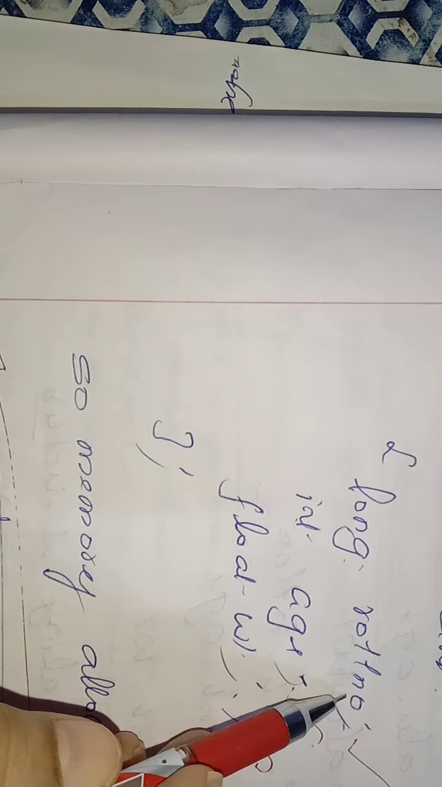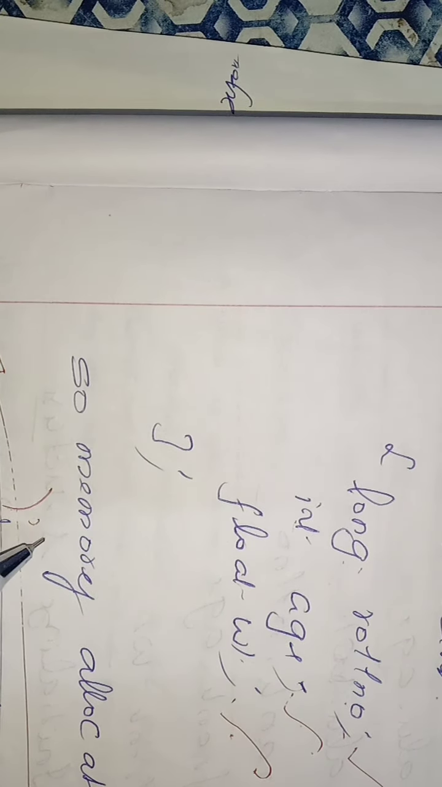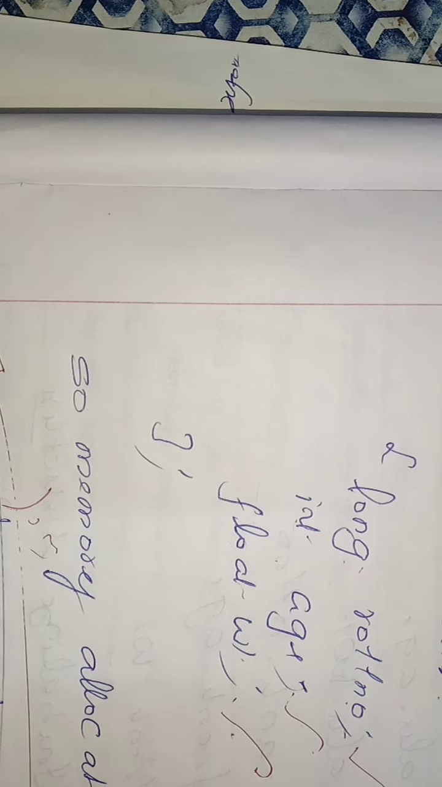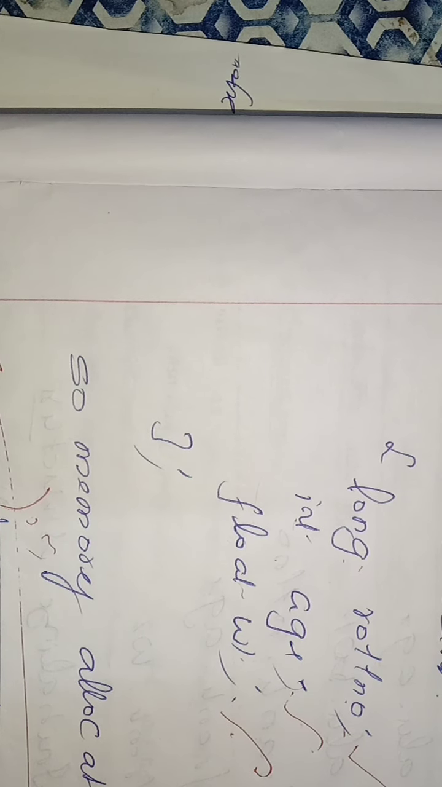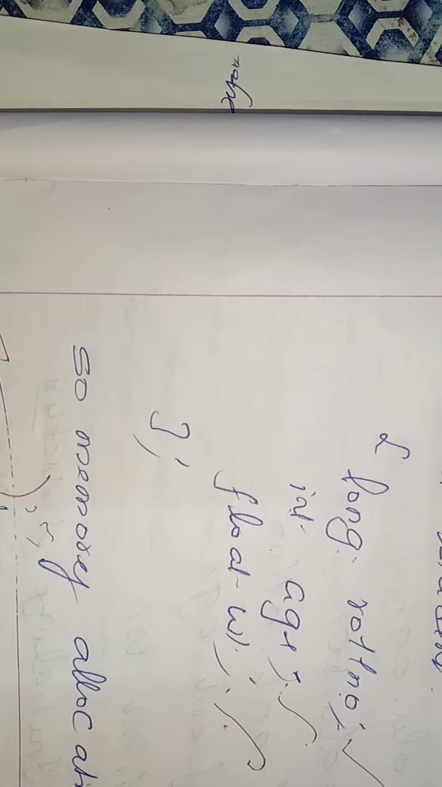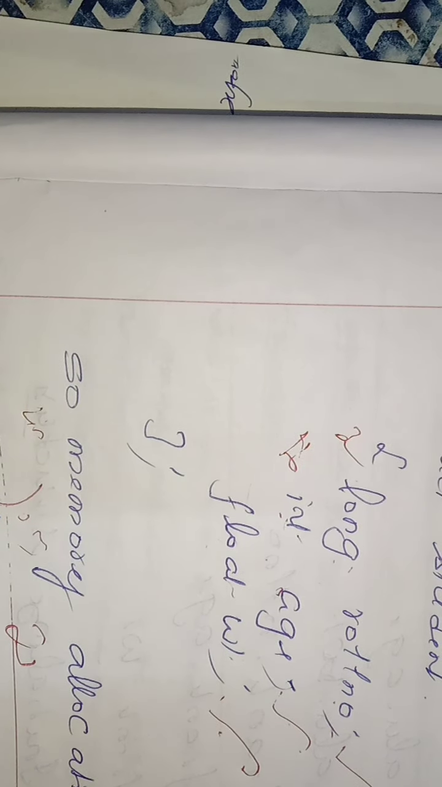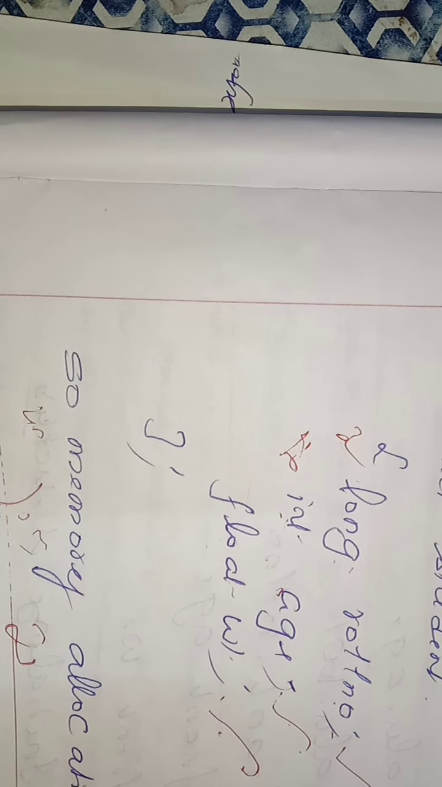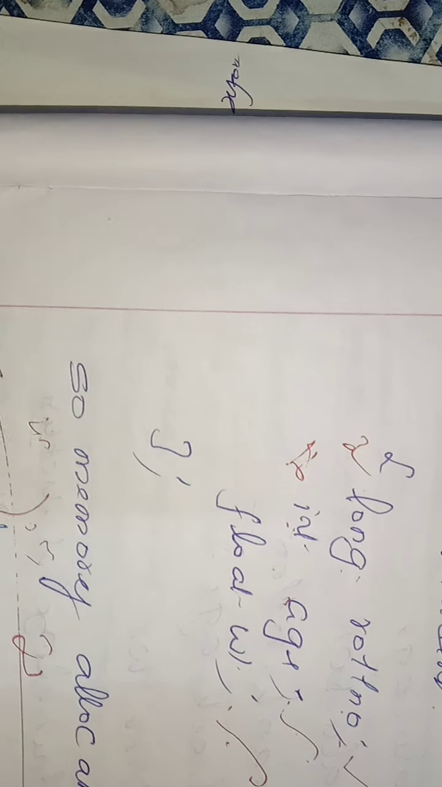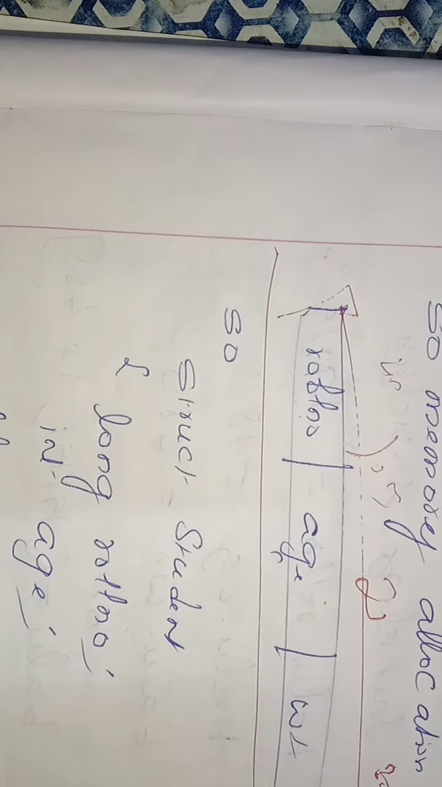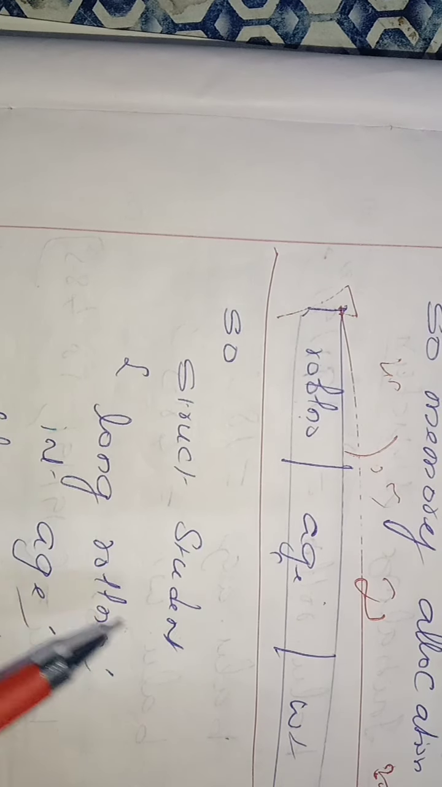Long roll number means what? Roll number is long, and long means big integer. Age is integer. Float means weight. Long roll number is actually 4 bytes in length. Age is 2 bytes because an integer is 2 bytes. 8 bits is a byte, so 16 bits is 2 bytes and this is 32 bits, so 4 bytes. Float means 32 bits, not 64. Double means 64. Again I'll say: struct student, long roll number, int age, float weight.